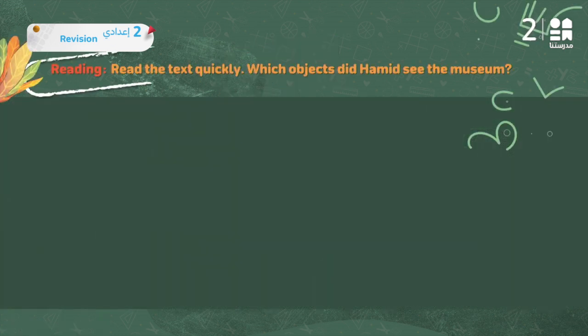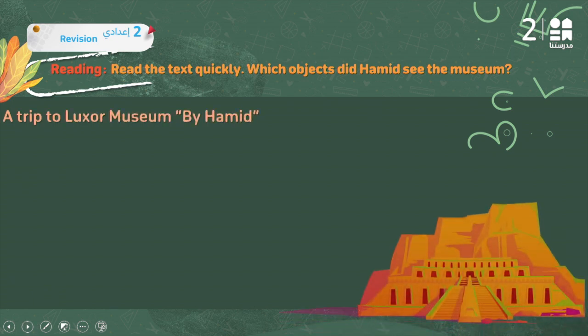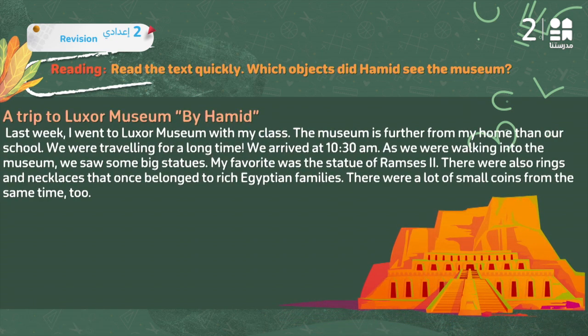So here, get ready with your books and open that page in Review B that includes this short article or this report. Now, read the text quickly. Which objects did Hamid see at the museum? Okay, see here, a trip to Luxor Museum by Hamid. Hamid wrote this article or this short extract. A trip to Luxor Museum. رحلة لمتحف الأقصر. Last week, I went to Luxor Museum with my class.